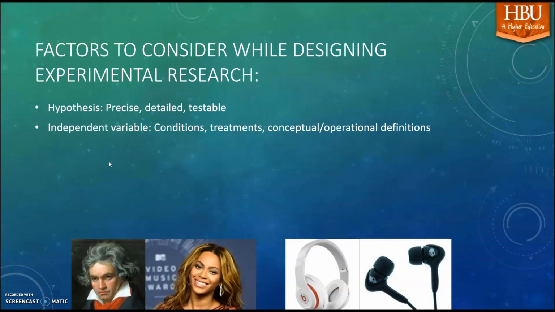My independent variable in this case, so what am I manipulating? We've already talked about this on the previous slides. I'm manipulating the music aspect, right? So whether or not they listen to music while studying and taking an exam. In this case, I would actually have two different conditions, two different groups. One group will listen to music while they study and take the exam. The other group will not listen to music while they study and take the exam.